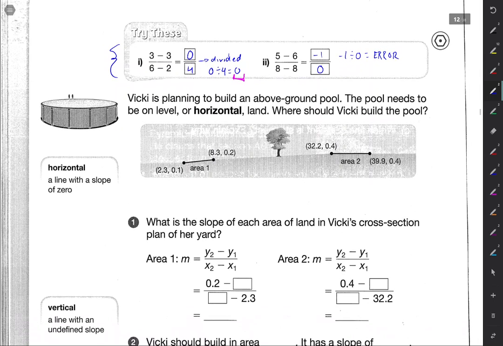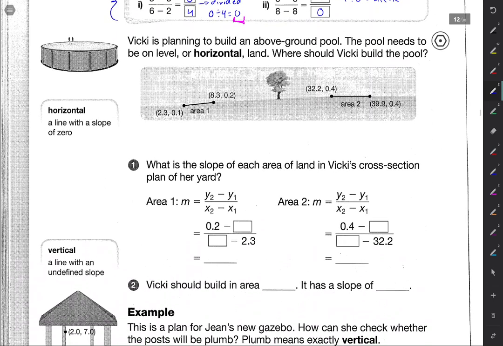So Vicky is planning to build an above ground pool. The pool needs to be on level or horizontal land, meaning the pool needs to be on a flat surface like that. Where should Vicky build the pool? Well, what is the slope of each area of land in Vicky's cross-section plan of her yard? So they want us to find the slope of this line segment and this one over here. And they were nice and gave us the coordinate points at the end of each of those line segments. So let's start with area number 1. That's the one on the left.